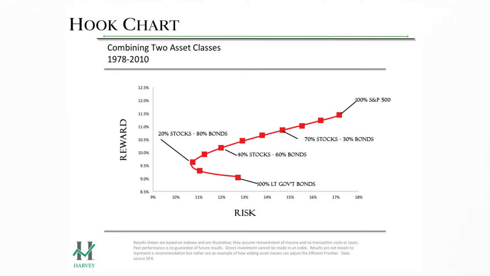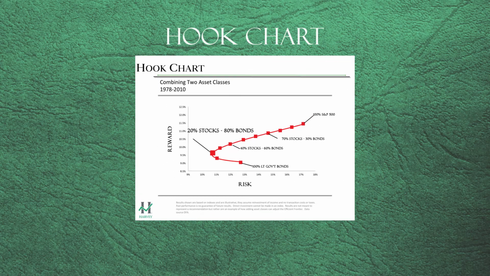The hook chart also shows us that the biggest bang for buck, if you're trying to minimize your risk and get the most return for the risk that you're taking, is that we actually need about 20% exposure in stocks. I know that can be counterintuitive, but it's very important to understand that mix in your asset allocation over time.